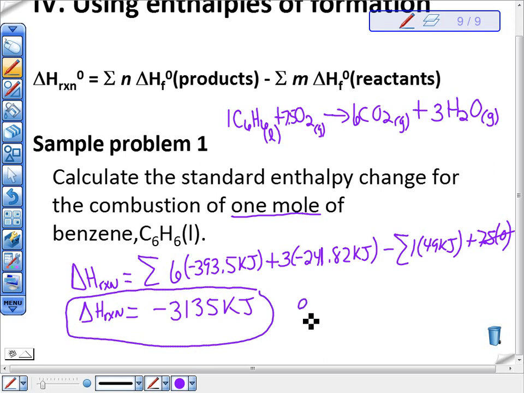This is an exothermic reaction. We can tell because it's releasing energy there. And so that is our first lesson that we studied. We studied specific heat, Hess's law, and then we did enthalpies using the enthalpies of formation.